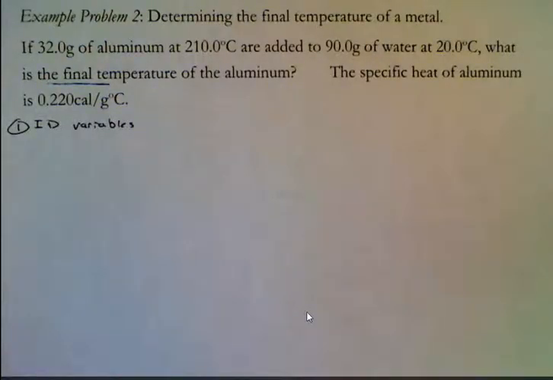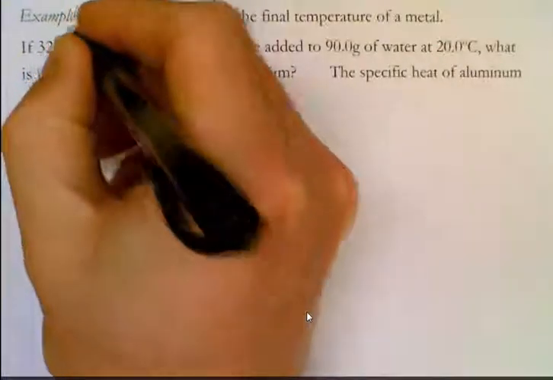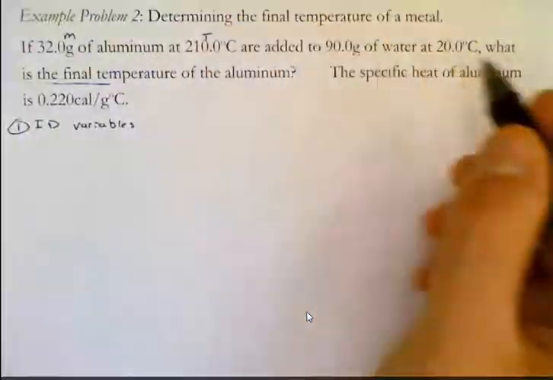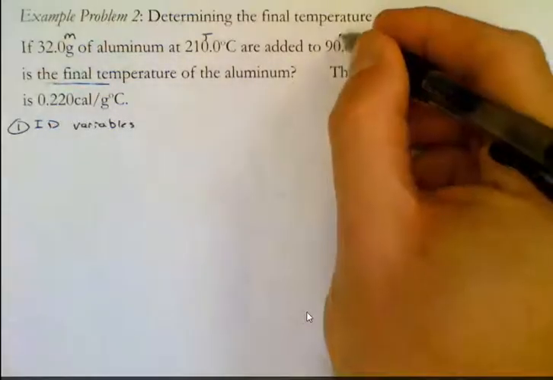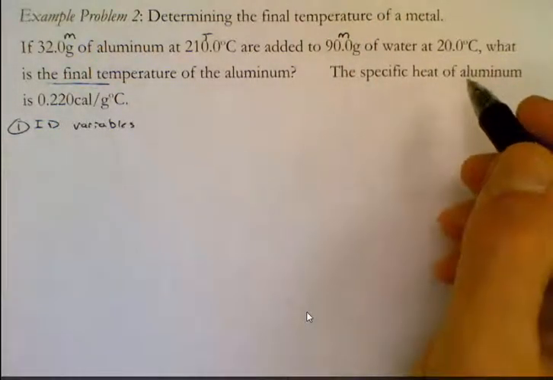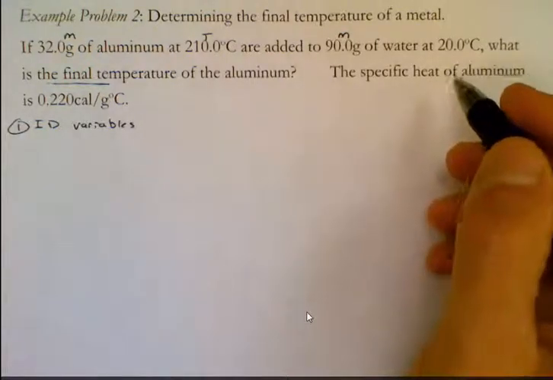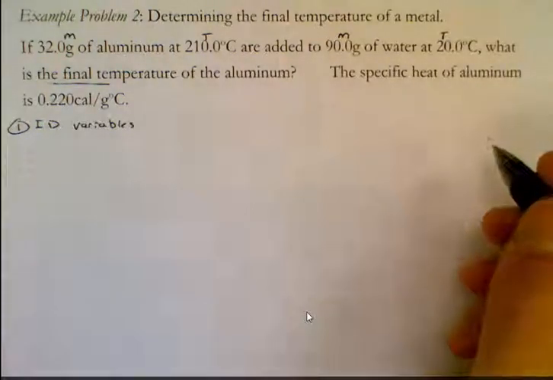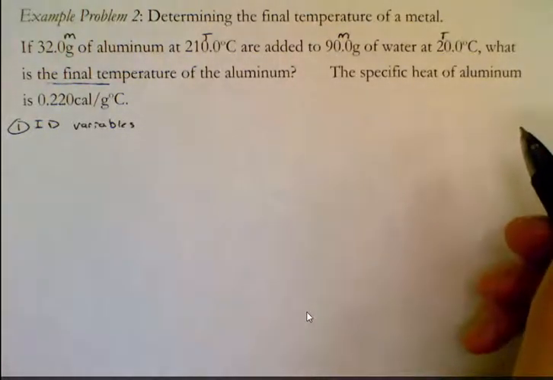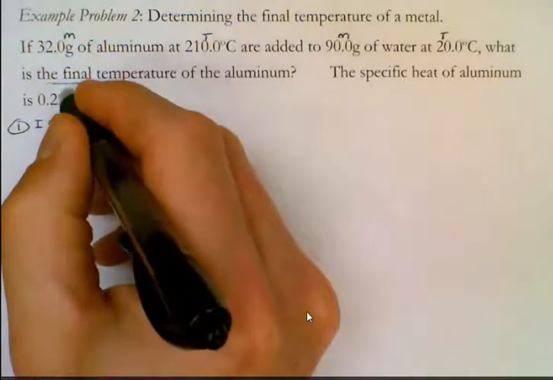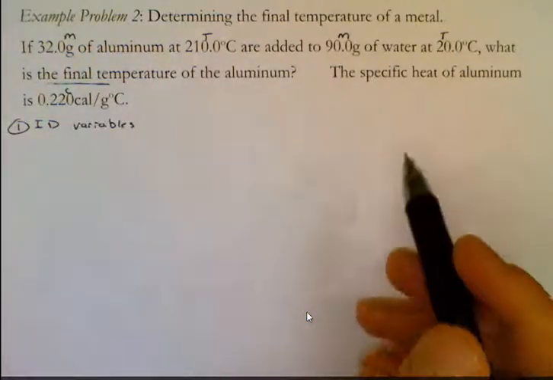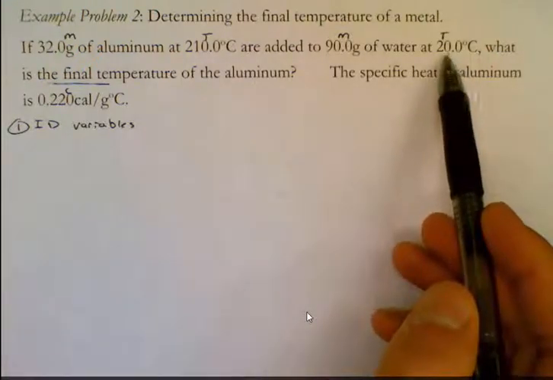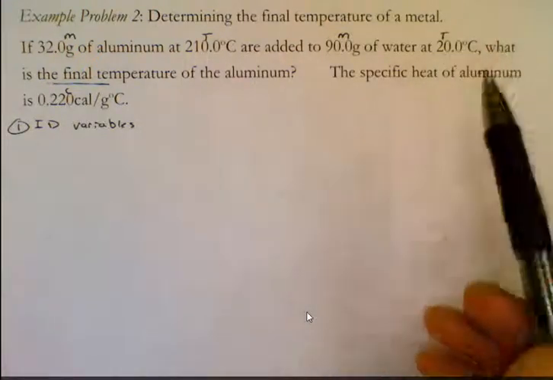If 32 grams of aluminum, so that sounds like a mass, grams, at 210, because that's a temperature, are added to 90 grams of water, it's a mass. I just read a second mass, so that's going to tell me a formula that I will be using. At 20 degrees C, that's my second temperature, what is the final temperature of the aluminum? Now, it tells me the specific heat of the metal is C, and then I also know the specific heat of water because we're functioning within the liquid water range. Specific heat of water is a known value.